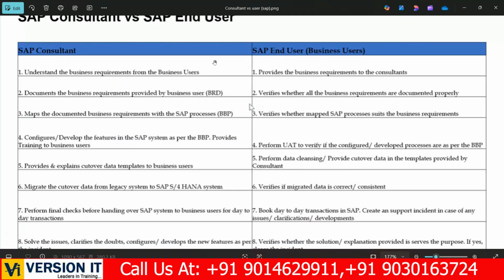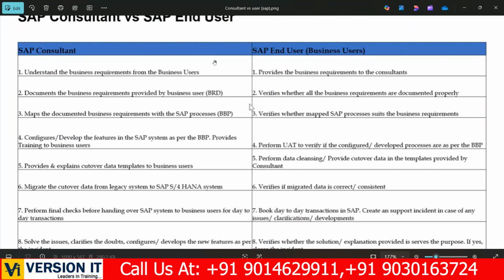Next one: order to cash, the O2C life cycle. Third one: procure to pay, P2P. Purchase to pay.